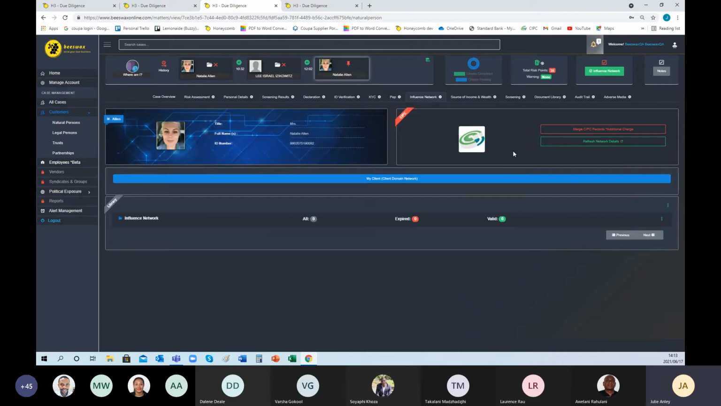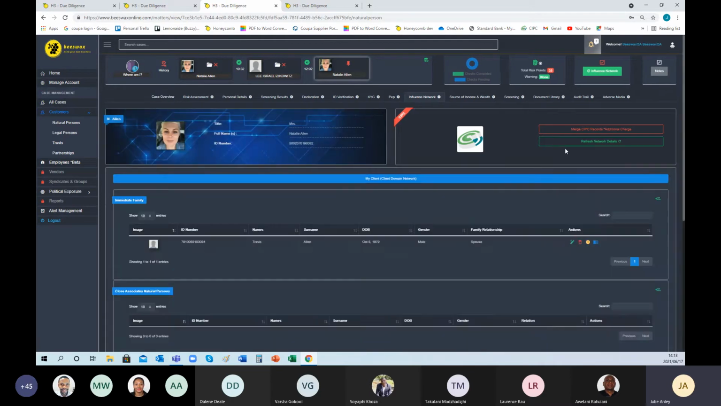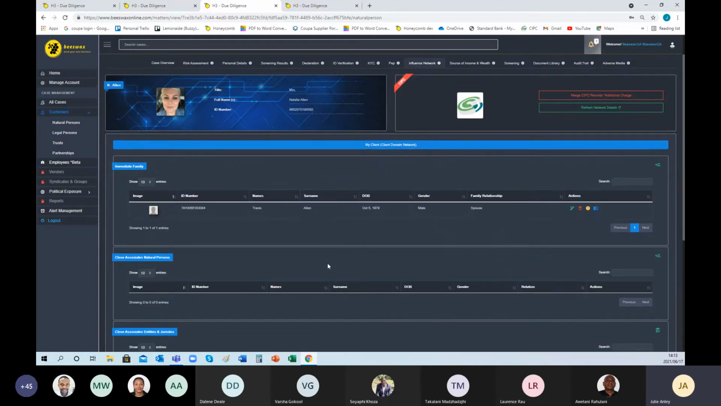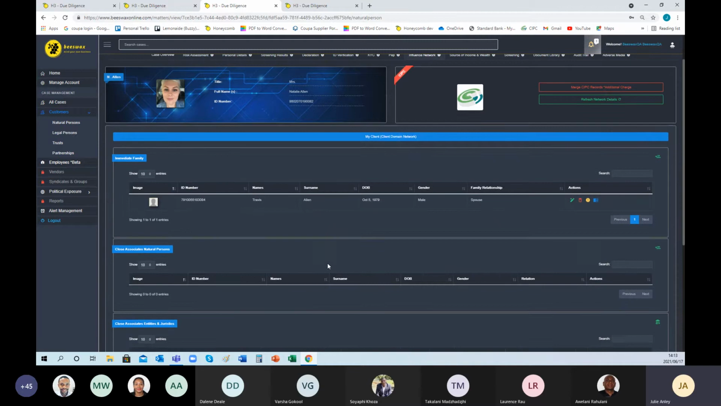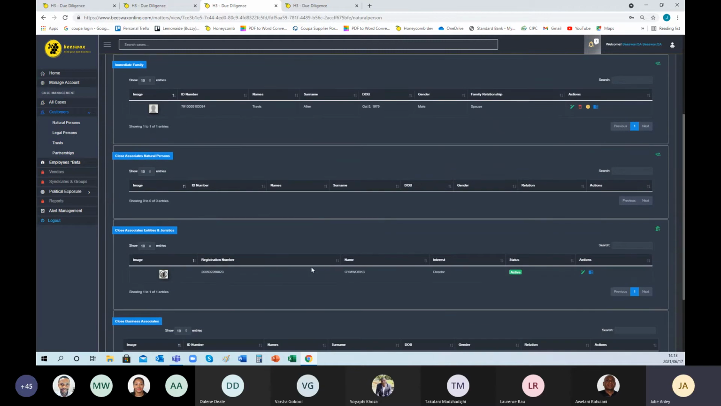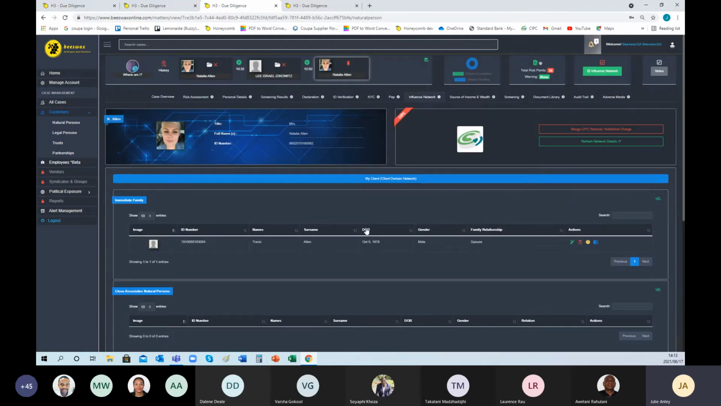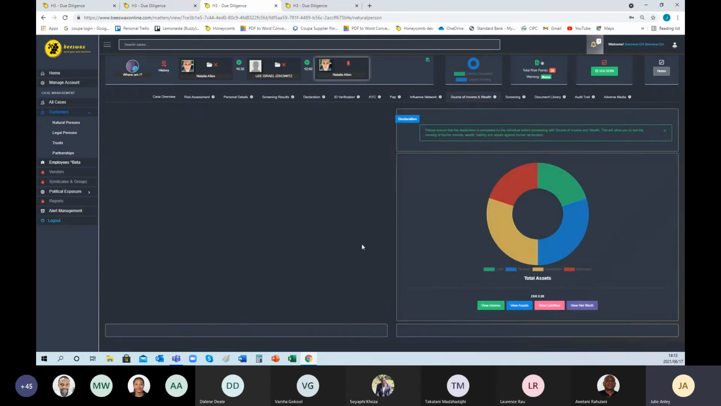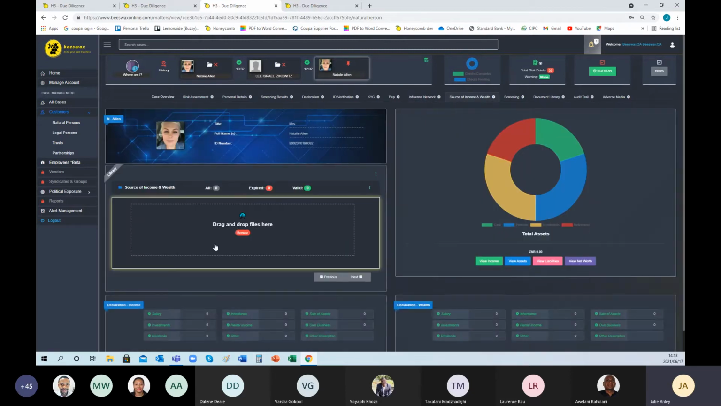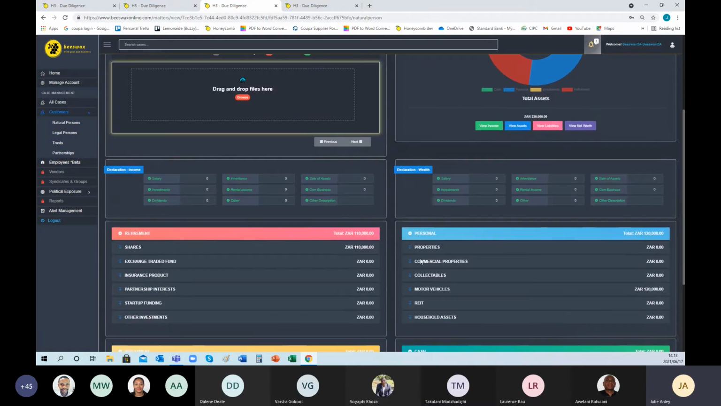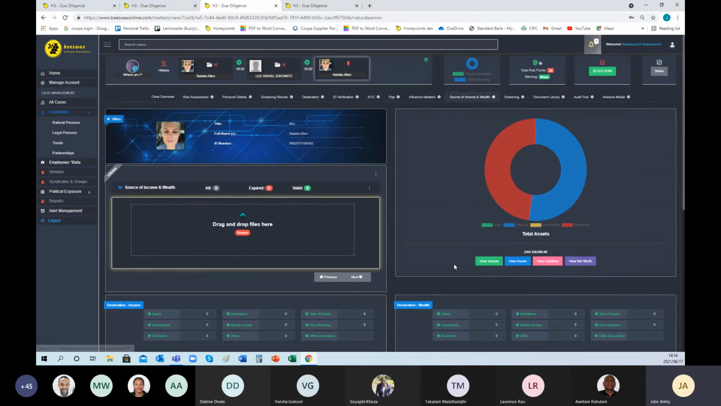I'm able to hit Sub-C, and Sub-C will then bring back all the information related to whether or not she has a business. Is she a director? Who are her fellow directors in this business? And that then compiles a tab for me with her influence network. Source of income and wealth. This tab particularly has a facility where I can upload any information that's related to income and wealth.